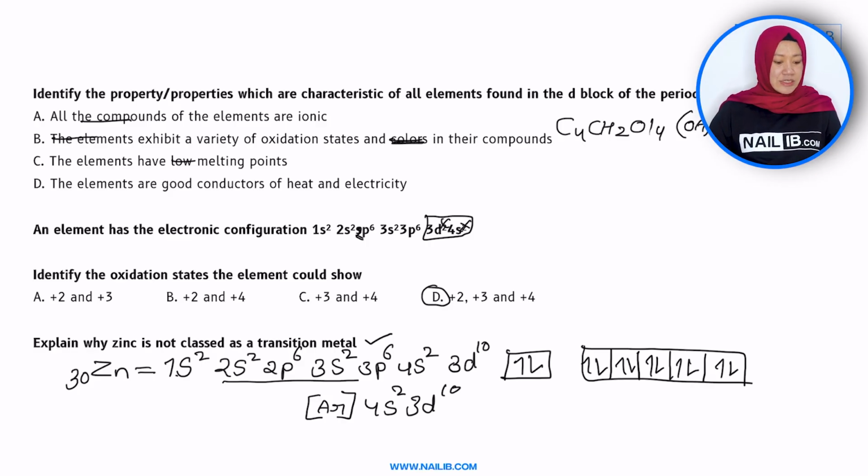So it has completely filled d orbitals. There are no vacant orbitals that will be able to accept a pair of electrons from a ligand. So this zinc element will not be able to absorb any visible light, and therefore is not able to form a colored compound. So even though it is in the first row of the d block, it will not form a colored compound, thus it is not classified as a transition metal.